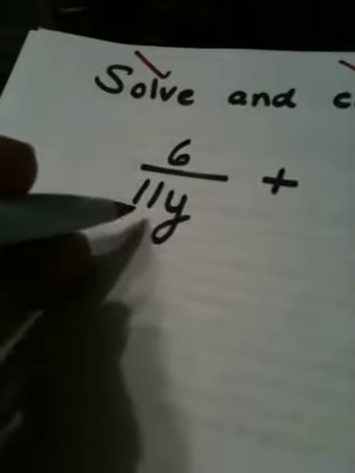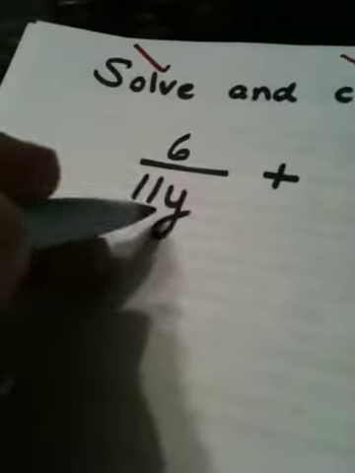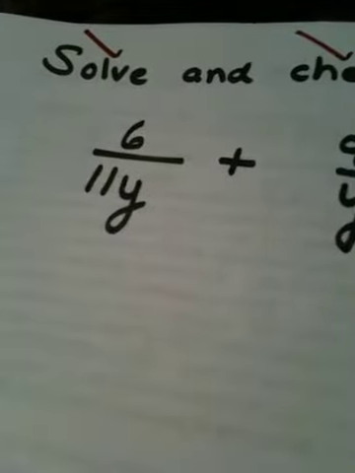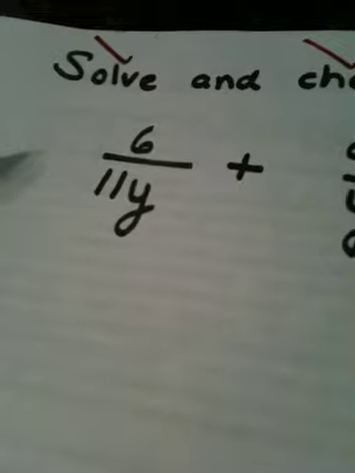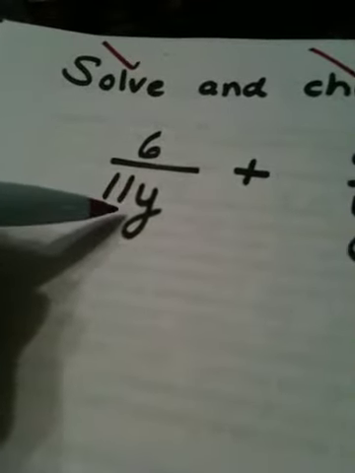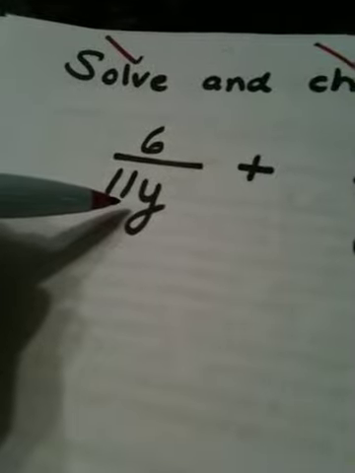In this case, let's look in this denominator. What would mess up this denominator? And by messing it up, I mean, what would make this denominator become 0? What would you have to put in for the variable? Well, if I put in a 0 for y, 11 times 0 would become 0. That's not acceptable. So y cannot equal 0.